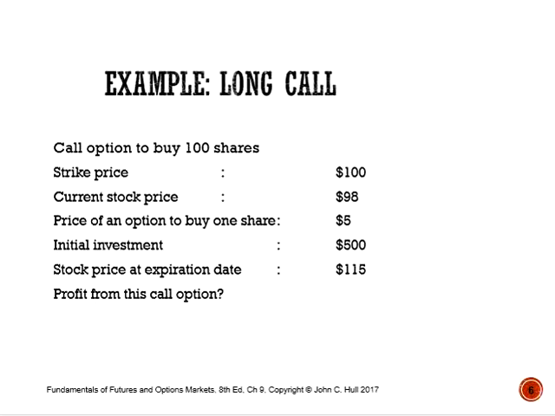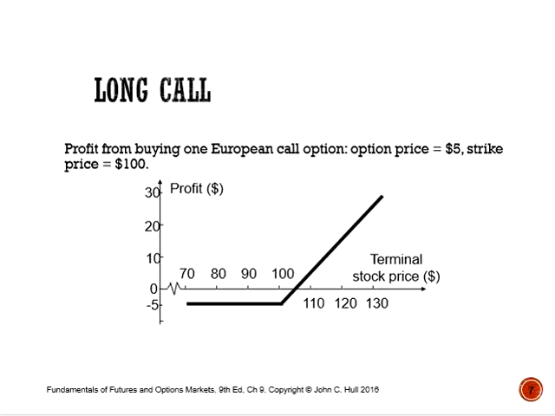Suppose, for example, that the stock price is $115. How much profit can the investor earn from this call option? By exercising the option, the investor is able to buy 100 shares for $100 per share. If the shares are sold immediately, the investor makes a gain of $15 per share, or $1,500, ignoring transaction costs. When the initial cost of the option is taken into account, the net profit to the investor is $1,000. The figure shows how the investor's net profit or loss on an option to purchase 1 share varies with the final stock price in the example.